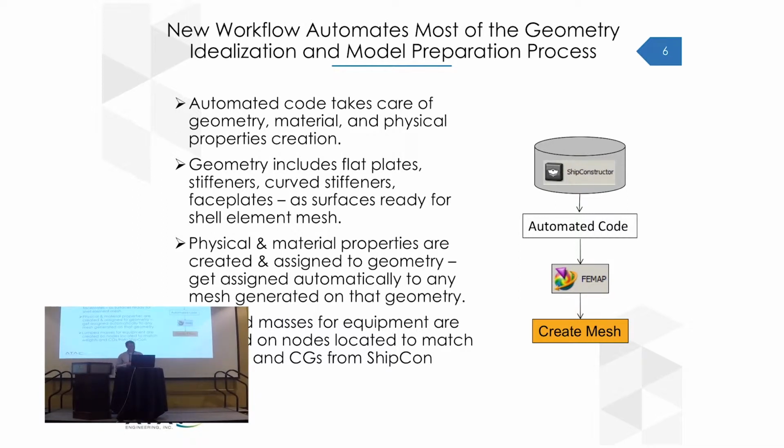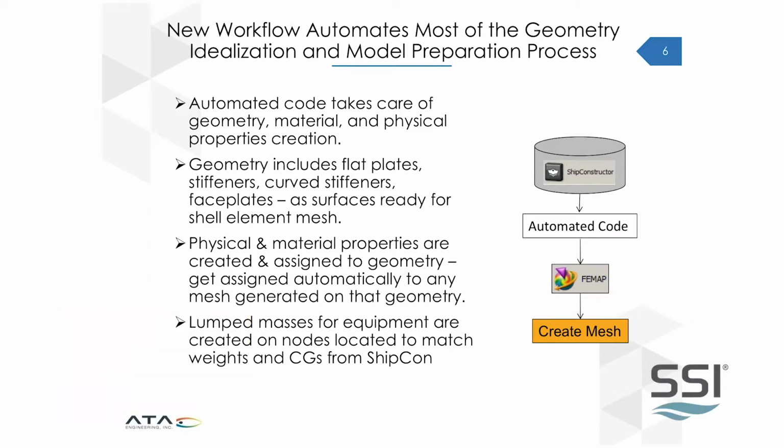And all the different physical properties, all the different material properties that you need for that, we've created them automatically within FEMAP and then assigned them to the geometry in FEMAP. So all that's left in the process is to go and basically create a mesh on that surface, and it already knows what thickness and what material it's supposed to be. And then in addition, for any equipment or spools or systems that are in the model, we automatically go and create lump mass elements at those locations. Basically, based on the CG and the mass that are reported in ShipConstructor.